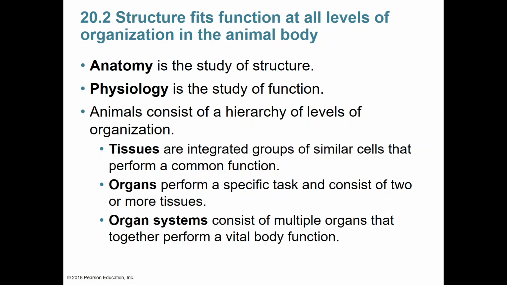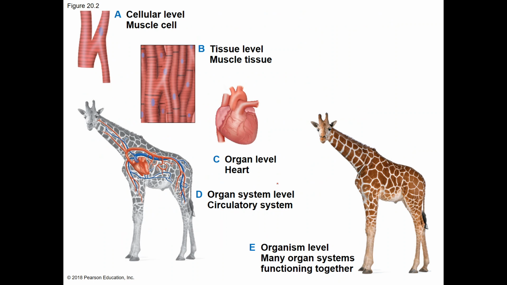So we're going to talk about these different levels in more detail, but what we're talking about here, these levels of organization, is the fact that tissues make up organs, and organs work together to make up organ systems. And so the tissues are types of similar cells that work together to perform a common function. They make up organs, which are a group of similar tissues working together to perform a specific task. And organ systems are multiple organs that perform a major bodily function.